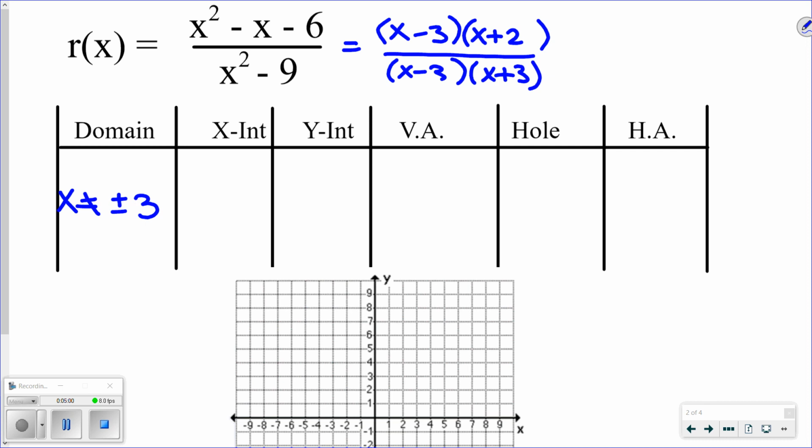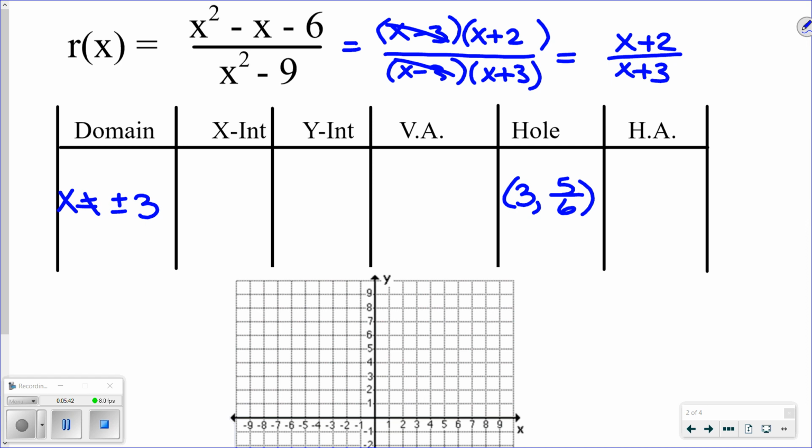Okay, the next thing I would look for is, do we have any zeros of both the numerator and the denominator? Well, notice the x minus 3 over x minus 3. That means the x-coordinate of the hole is positive 3. To find the y-coordinate of the hole, we're going to plug 3 into the simplified form of the rational function, which is x plus 2 over x plus 3. So we plug in 3, we're going to get 5 over 6.